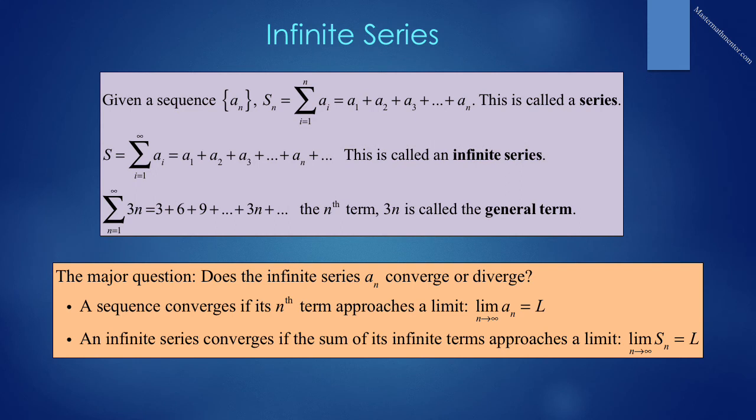The major question for the remainder of this video and all the videos following is, does the infinite series a sub n converge or diverge? A sequence converges if its nth term approaches a limit, meaning the limit of a sub n as n approaches infinity is equal to L. But an infinite series converges if the sum of its infinite terms approaches a limit, meaning the limit of S sub n as n approaches infinity is equal to some number L.